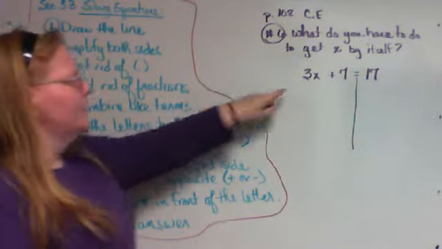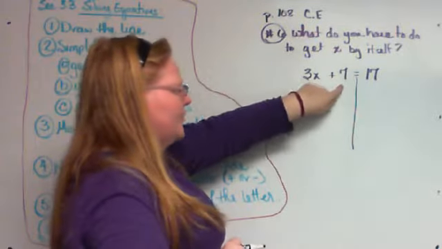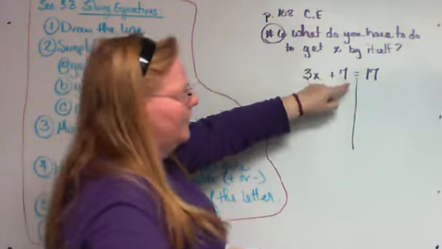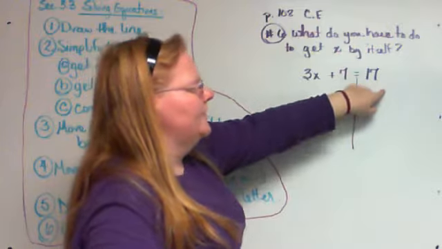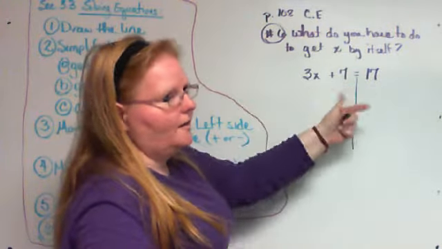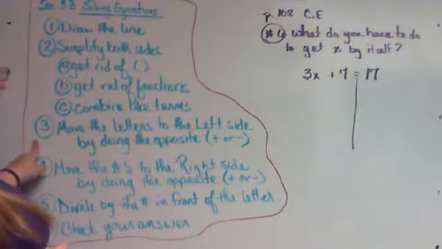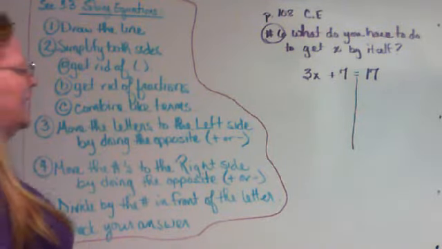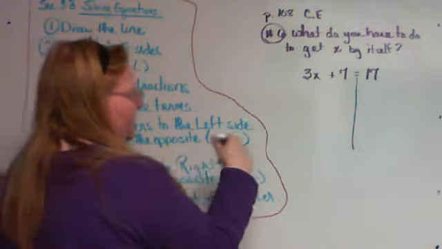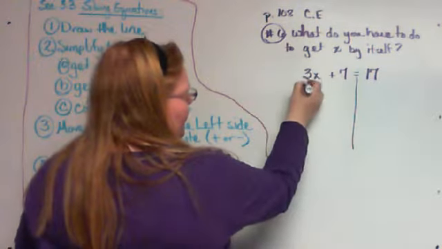Combine like terms. That means looking on this side, do I have any like terms? No. Looking on that side, do I have any like terms? No. We're not talking about crossing over the line. Then I move the letter from the left side by doing the opposite, or move all the letters to the left side. All my letters are already on the left side.